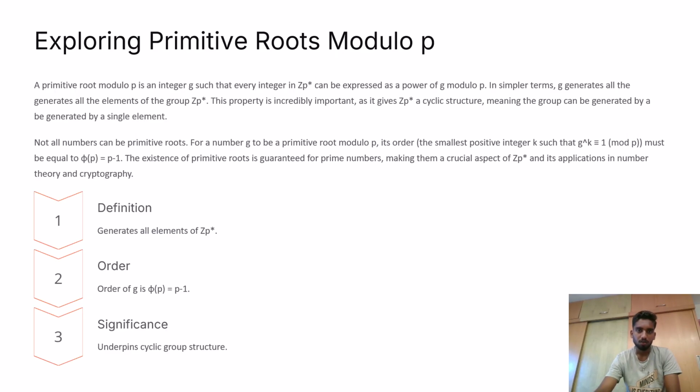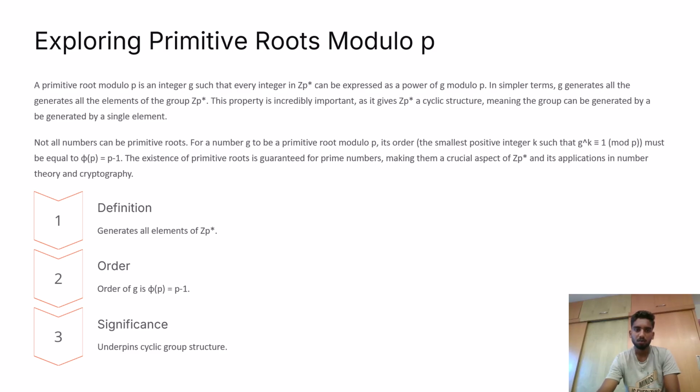Exploring primitive roots modulo p. A primitive root modulo p is an integer g such that every integer in Zp star can be expressed as a power of g modulo p. In simple terms, g generates all the elements of the group Zp star. This property is incredibly important, as it makes Zp star a cyclic group, meaning the group can be generated by a single element. Not all numbers can be primitive roots. For a number g to be a primitive root modulo p, its order must be equal to p minus 1.